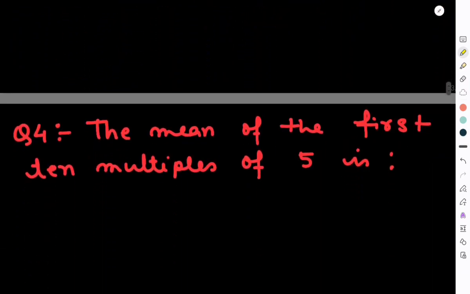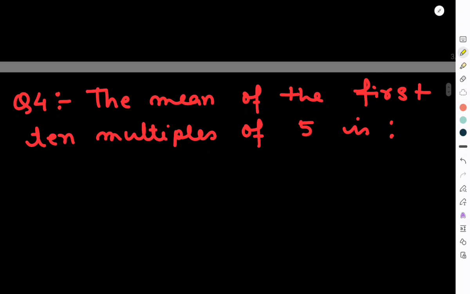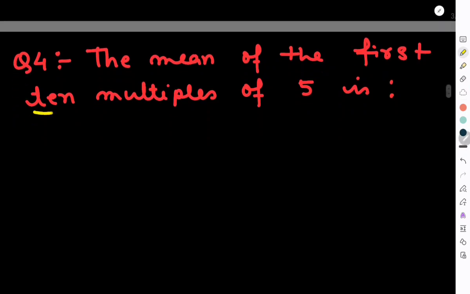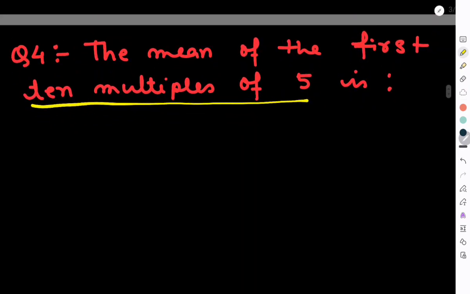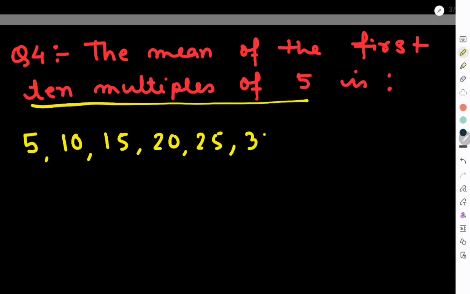Moving on, next question. Again, mean question. The mean of the first 10 multiples of 5. Now, what are the multiples of 5? Multiples of 5 are 5, 5 into 1 is 5, obviously, 10, 15, next is 20, then you have 25, then 30, then 35, then 40, and then 45, and then 50. These are the 10 multiples of 5.